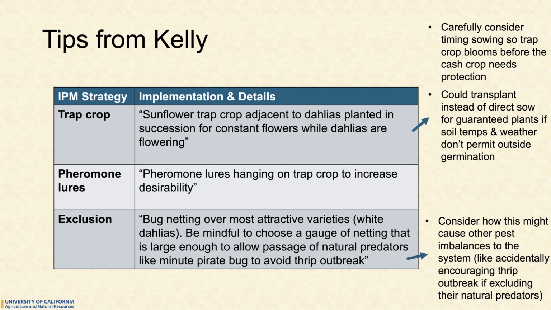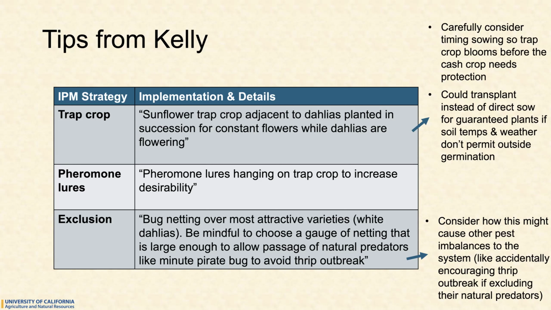Kelly also mentioned that you could transplant instead of direct sow for guaranteed plants if soil temperatures and weather might not permit outside germination. I know this might be relevant for folks in our coastal climate. Kelly's also in a coastal climate in California. So yeah, that's another option, is transplanting.